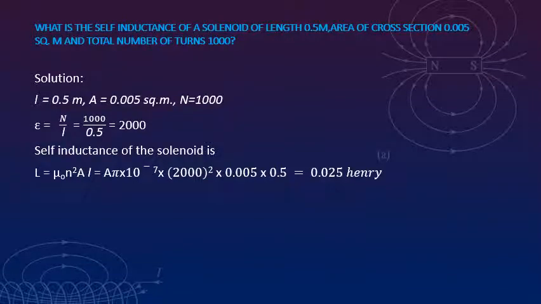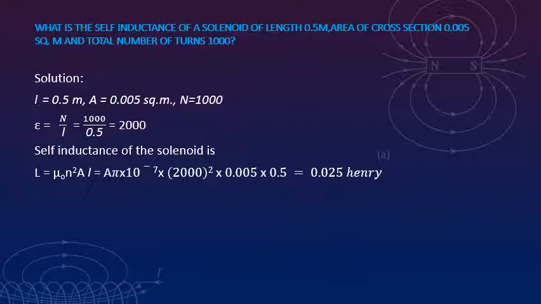The next question is, what is the self-inductance of a solenoid of length 0.5 meter, area of cross-section 0.005 square meter and total number of turns 1000. So, it is given length of the solenoid is small letter l is equal to 0.5 meter. Area of cross section of solenoid is 0.005 square meter, and total number of turns capital N is equal to 1000.